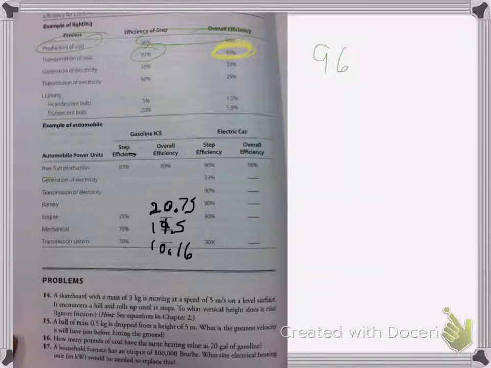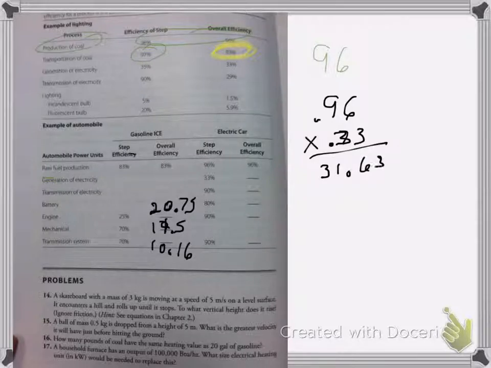So once again, this time my overall efficiency is 96%. So I'm going to start with 0.96 and times that by my 33, so 0.3333 for my first part. And I get 31.68, so 31.6. It's really all you need.